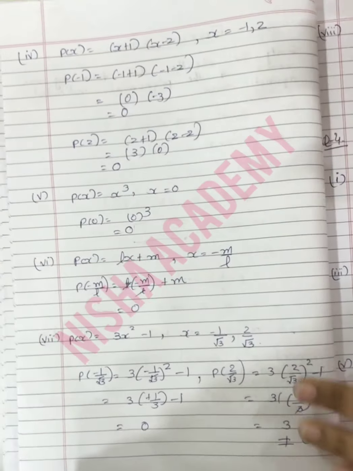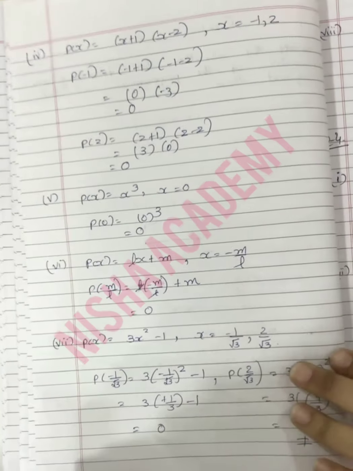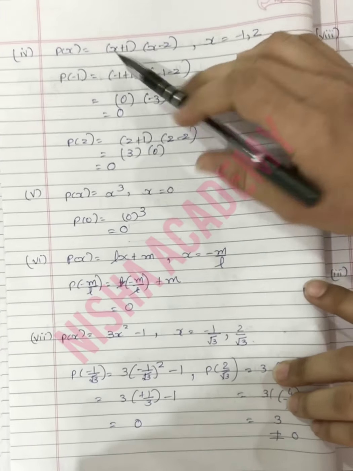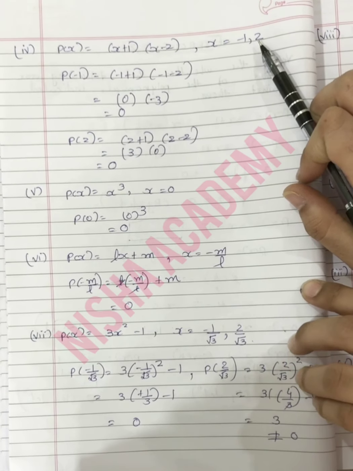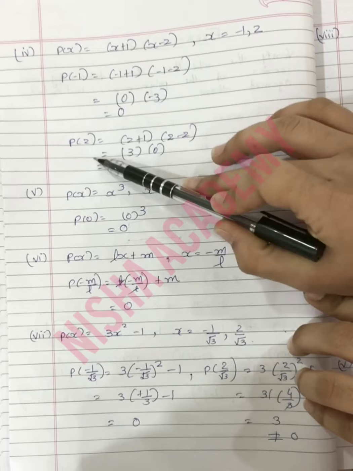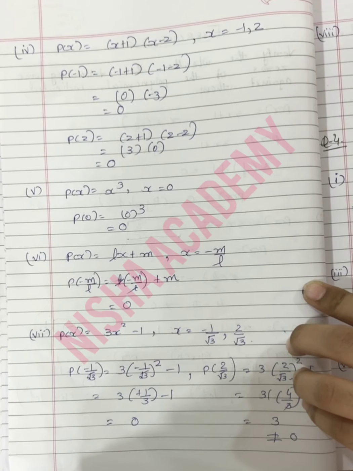Same way, you are given more examples in your textbook. P of x equal to x plus 1 times x minus 2, and given x equal to minus 1 and 2. So just put minus 1 and 2. We are getting 0. So these are the zeros of the polynomial.